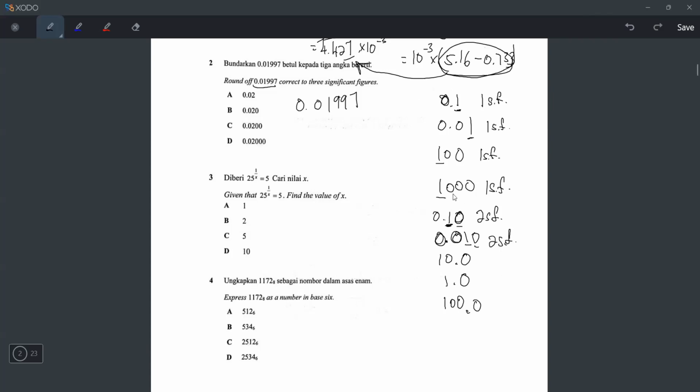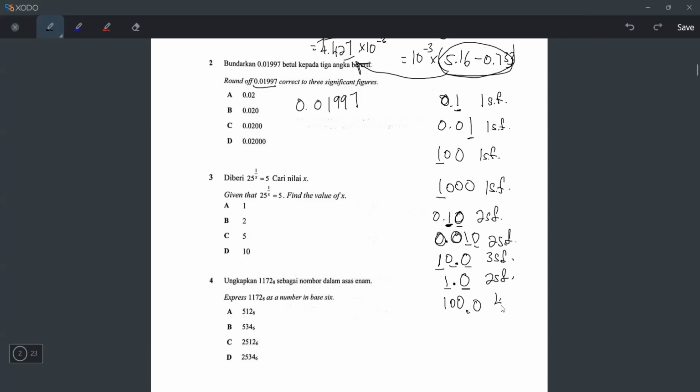Let's go 10.0. So the 1, I will count it. So 1. And then this 0, do I count the 0 at the back? The answer is yes. Why yes? Because there's a point. So there are 3 significant figures here. So 1, 2, 3. Why do I count it? Because there's a decimal point. So the 0 at the back, you only count it when there's a point. So 1.0 has how many? 2. Because 1 and then 2. Why do we count this 0? Because there's a point.